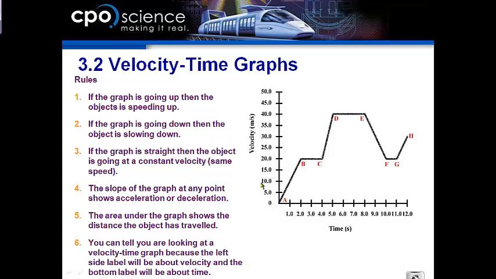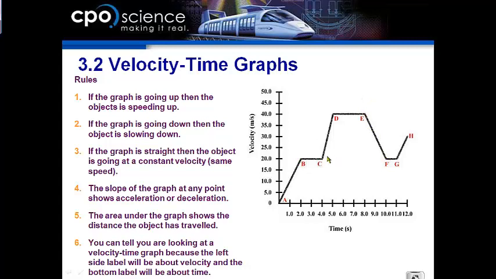If the graph is going up, then that means that this object is speeding up. So from A to B, the object is speeding up. From C to D, the object is speeding up. From G to H, the graph is going up. That means the object is speeding up. If the graph is going down, it means that the object is slowing down. So here, for instance, from E to F, the graph is going down. That means the object is slowing down. Again, this does not mean that the object is going up and down. This is velocity. Going up means it's speeding up. Going down means it's slowing down.